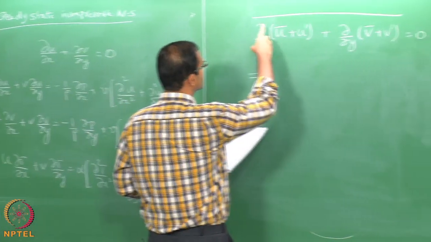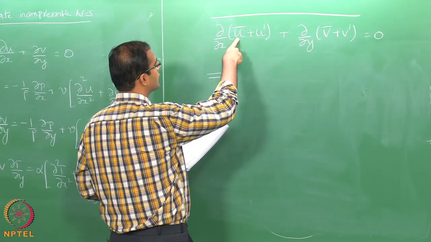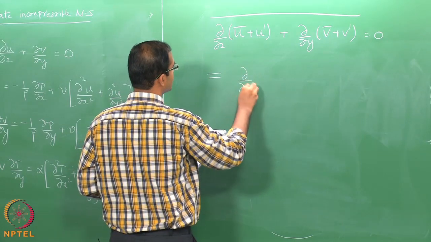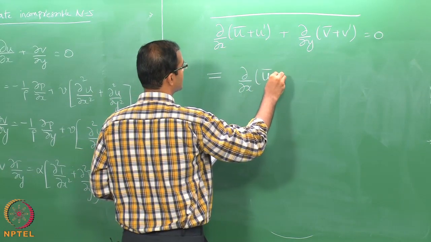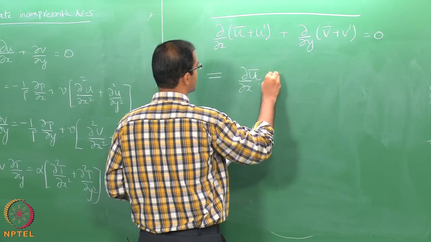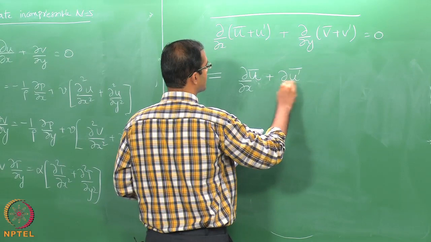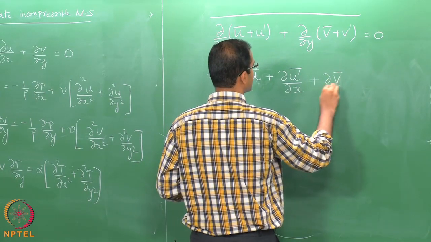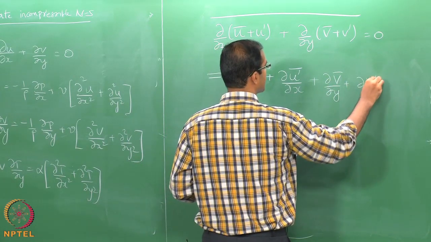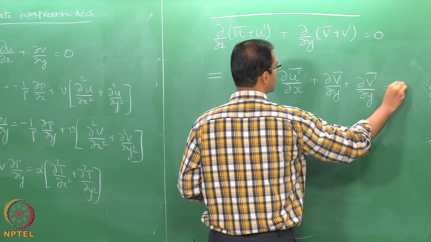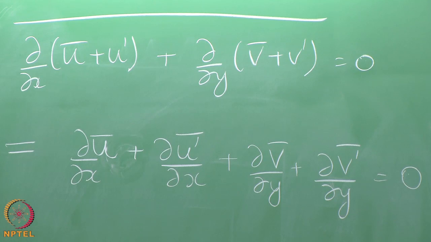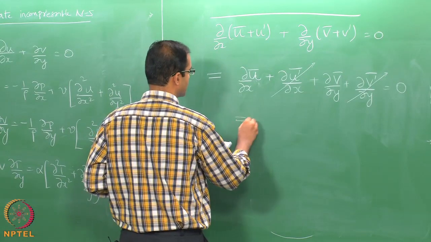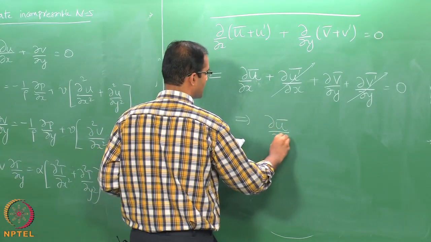So this operator d by dx of u bar plus u prime bar, that will be what? D by dx of u bar, so we can of course write this as this plus du prime bar by dx plus dv bar by dy plus dv prime bar by dy. So, according to our rule, this is also 0, right. Therefore, you have a continuity equation for the mean flow field.